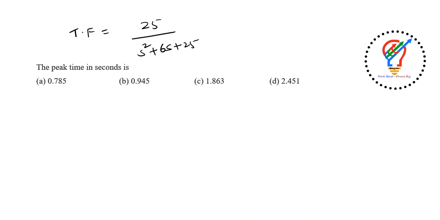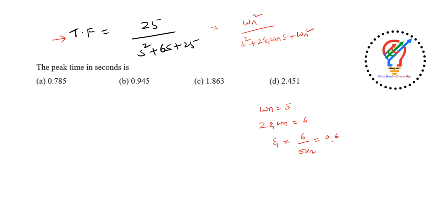In this question, the transfer function is given as 25 divided by s square plus 6s plus 25. We need to find the value of the peak time in seconds. For that, first we compare this transfer function with the standard equation of a second order system, omega n square divided by s square plus 2 zeta omega n into s plus omega n square. By comparison, omega n is 5 and 2 zeta omega n is equal to 6. Substituting omega n, zeta is 6 divided by 5 into 2, which is 0.6.